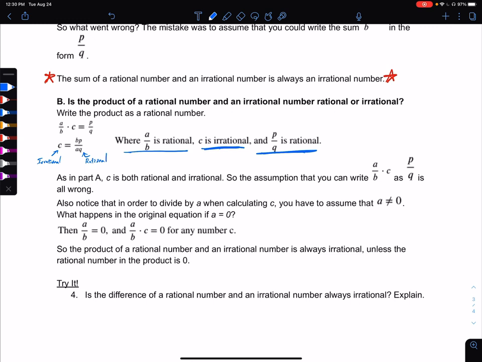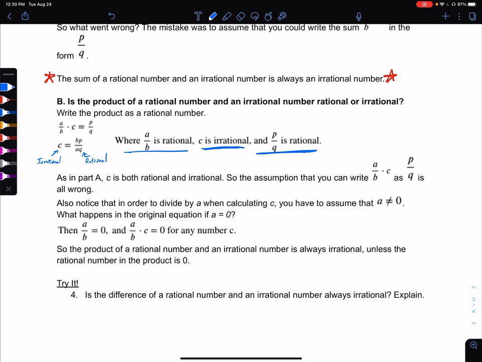So if the right side is rational and the left side is irrational, we run into the same problem. A number can't be both irrational and rational. So the assumption that we made, this here, is wrong. We can make the assumption, but we've clearly proved that it's wrong.